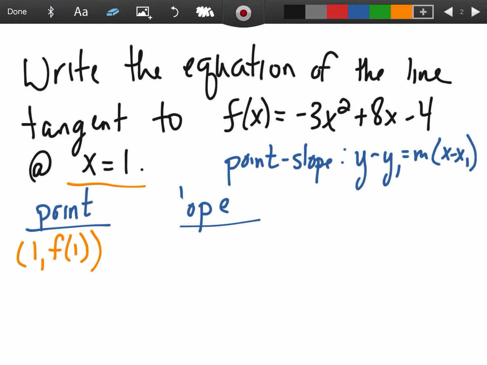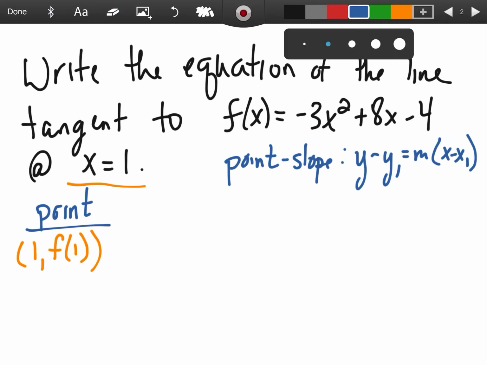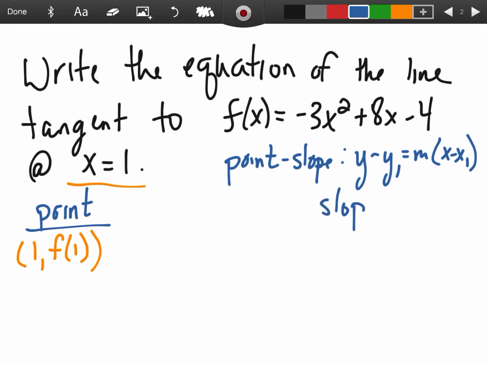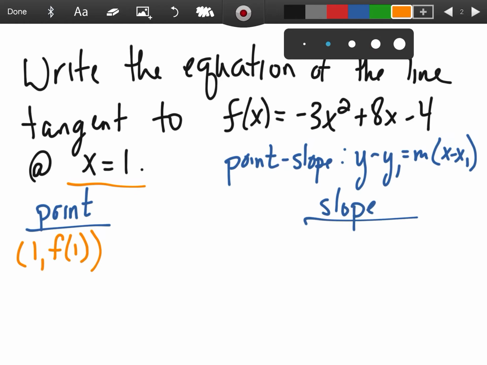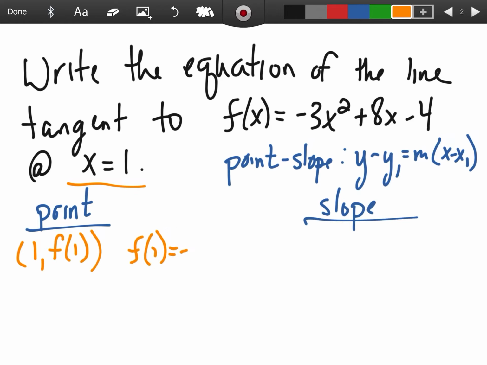And I'm actually going to take this slope work and move it over. I'll get there. All right, so if I want to take what is f of 1, that is going to give me negative 3 times 1 plus 8 times 1 minus 4. I get negative 3 plus 8 is 5, minus 4 is 1. So, all right, f of 1 is 1. It just kind of turned out that way, but we'll take it. So we know we're going through the point 1 comma 1.